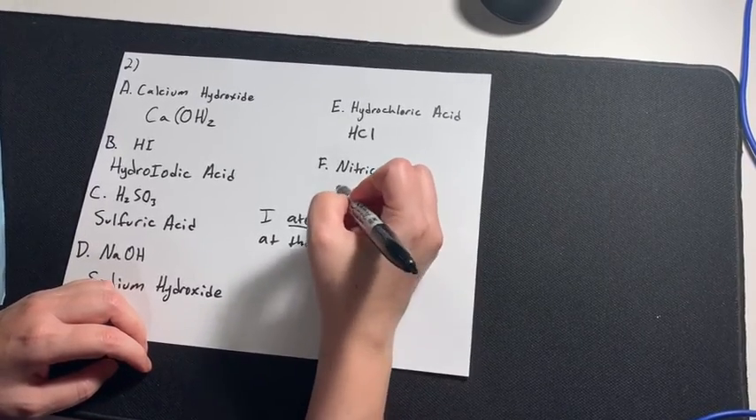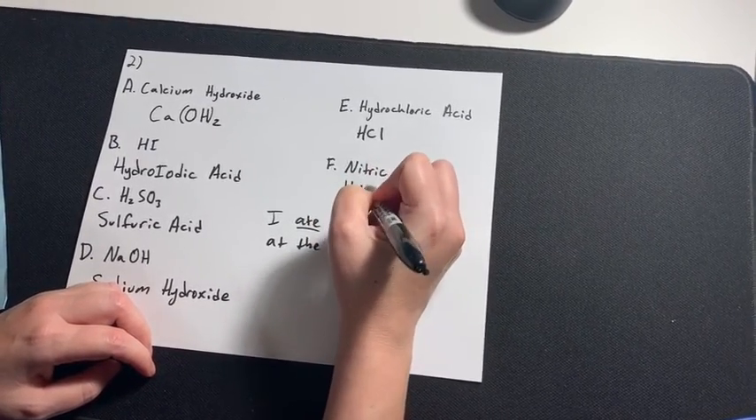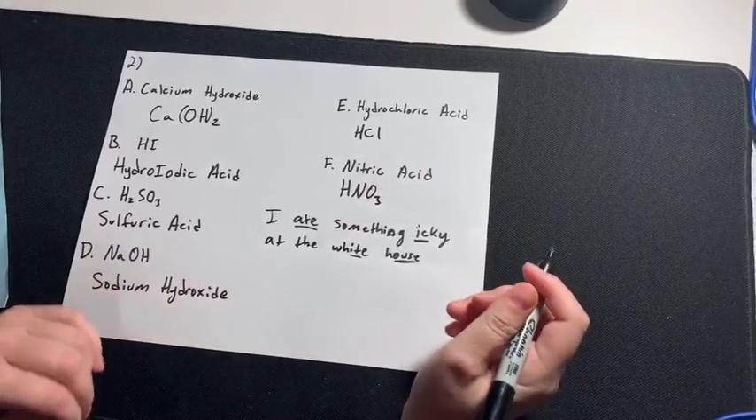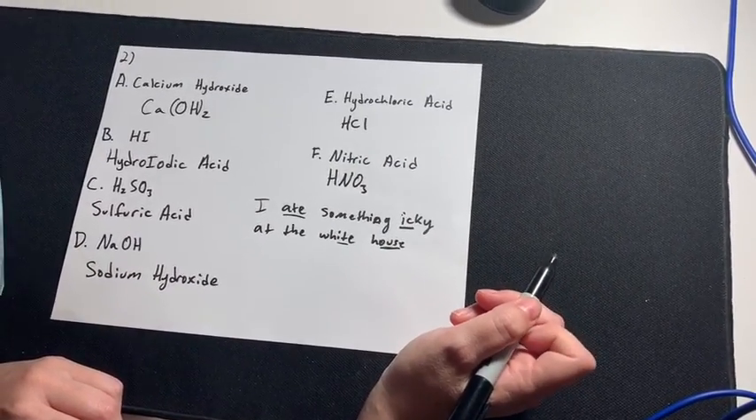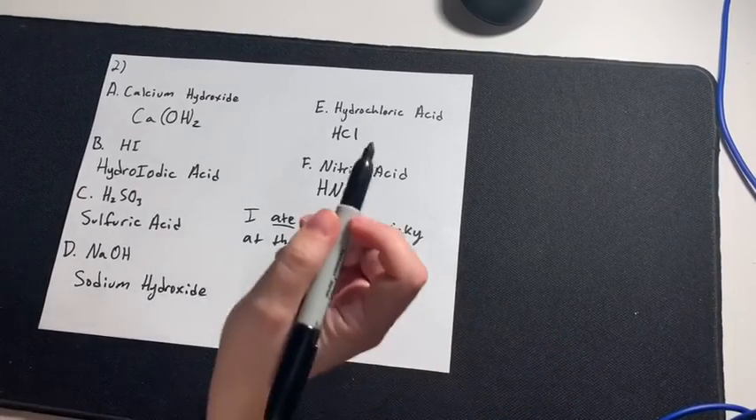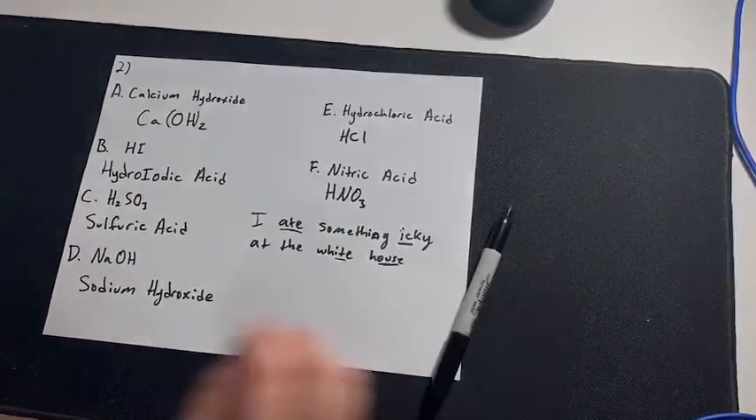So for nitric acid, it's going to be HNO3. Okay, and that's how we name the acids and bases.